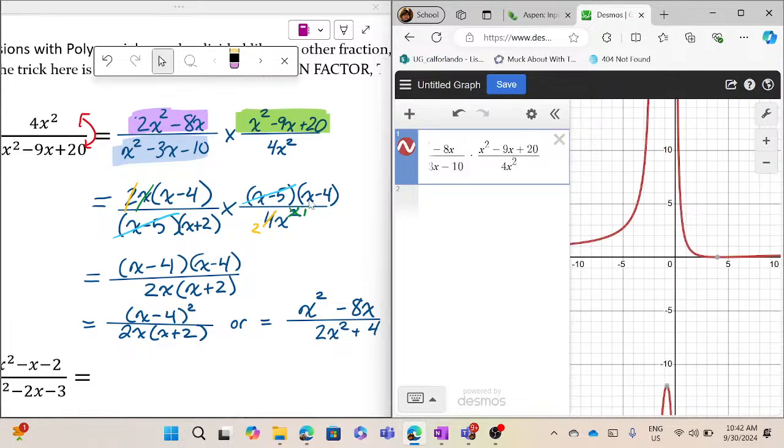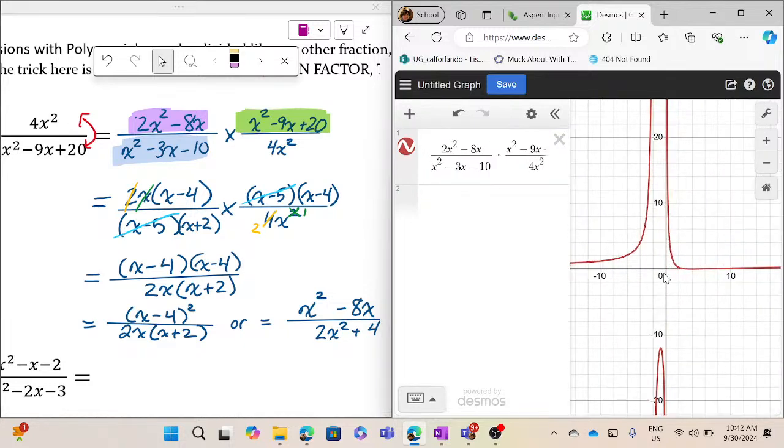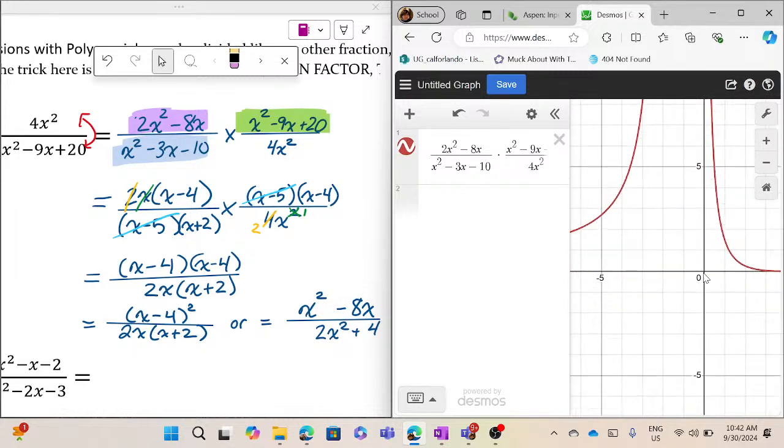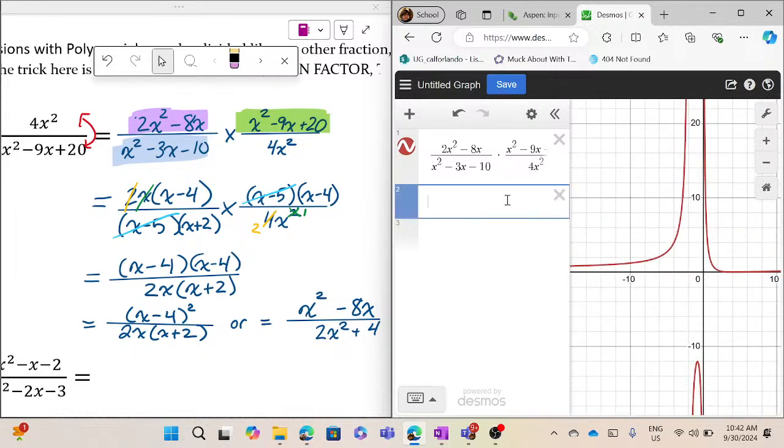But there's the original. Isn't that a fun-looking function? That looks kind of goofy. And now we put our answer in, and it should be the same. X minus 4 squared over 2x, x plus 2. Hey, look at us. See that? What's that mean? We did it?